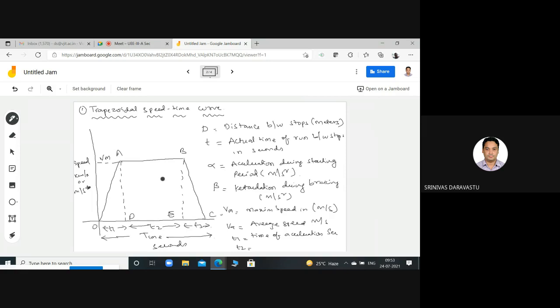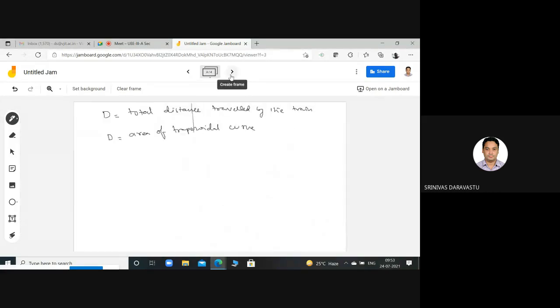So how do we find out this area? Now this total area can be split into three parts. This is one part, this is another part, and this one is another part. Now this looks like a triangle. If I can find the area of the triangle, and this is a rectangle or square, we can find the area of the rectangle. Now this looks like another triangle. Find the area of the triangle, and we will get the total distance traveled by the train.